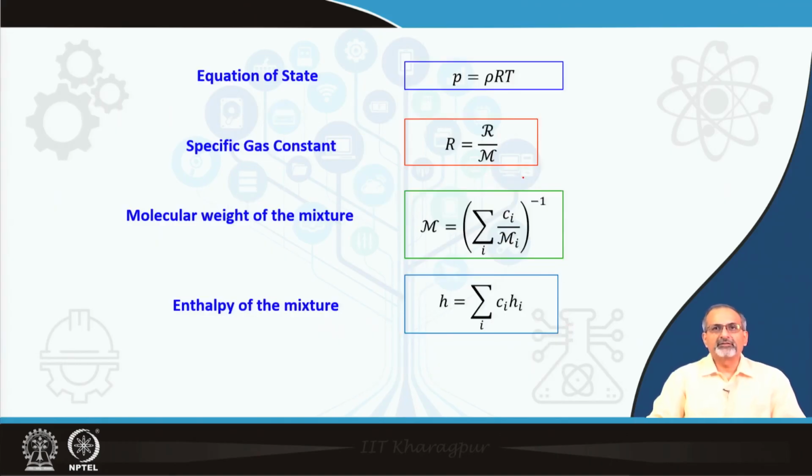You have the equation of state in which you have the specific gas constant, which is defined in terms of the universal gas constant and the molecular weight of the mixture. The molecular weight of the mixture again is calculated using the contribution of the different species, and finally the enthalpy of the mixture, which is also essentially a collective form coming from the effect of the different species in the mixture.